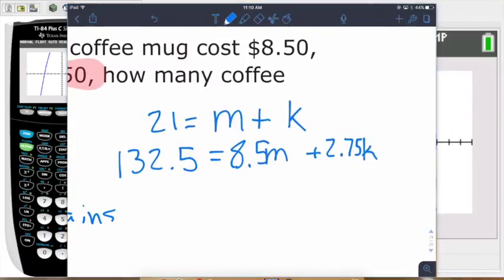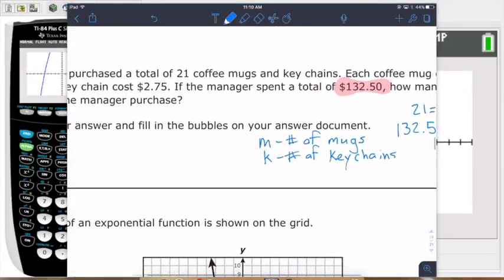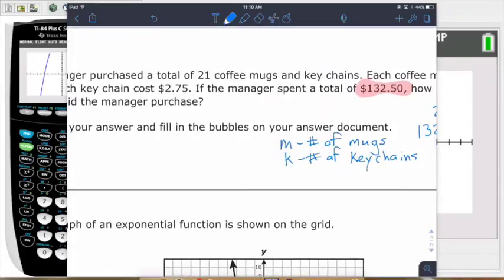So let's go back and fill that in. And what were they asking for? How many coffee mugs? So that'd be 13 of them. So that's one way to do it.